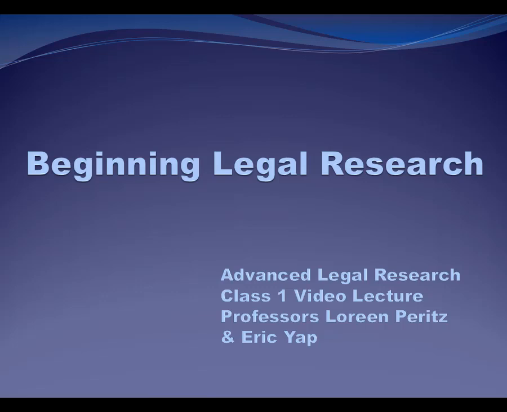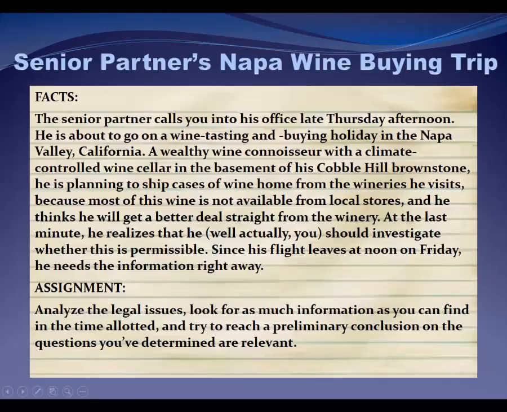All right, so here's our first legal research problem. You're working at some big law firm in Manhattan, and late Thursday afternoon you get a call from your senior partner telling you that he's about to go on a wine tasting and buying holiday in Napa. He's a connoisseur, and by the end of his trip, he wants to have filled up his expensive, climate-controlled wine cellar. He makes the decision that he actually wants to buy wine in Napa and ship it home to his brownstone in Brooklyn. He thinks he's going to get some great deals in Napa.